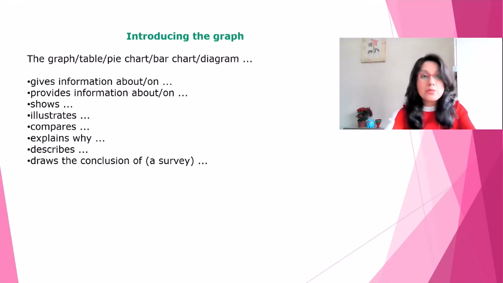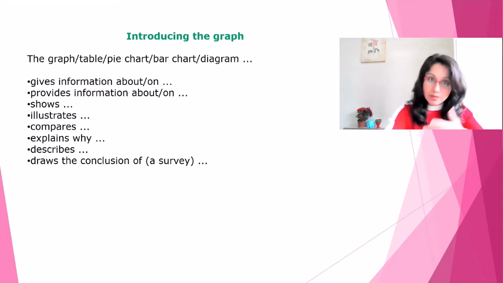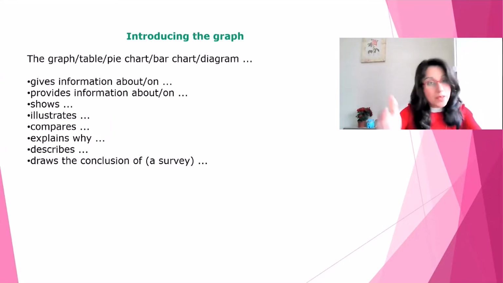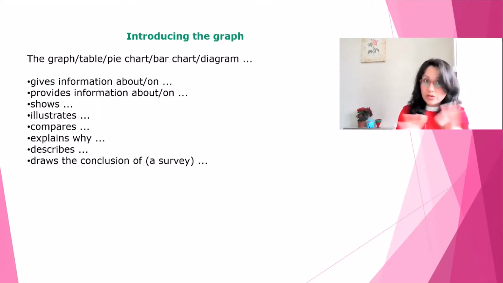When you're starting with your introduction, you can say it gives information about or on, it provides information about or on, it shows or it illustrates. If there is a comparison, then you can say that it compares. If it is an explanation, you can use it explains why, or if it is describing something, it describes, or if it is a survey, it draws the conclusion. So whatever the chart or the bar graph is, you look at what they want from you. You can choose any of those openings.